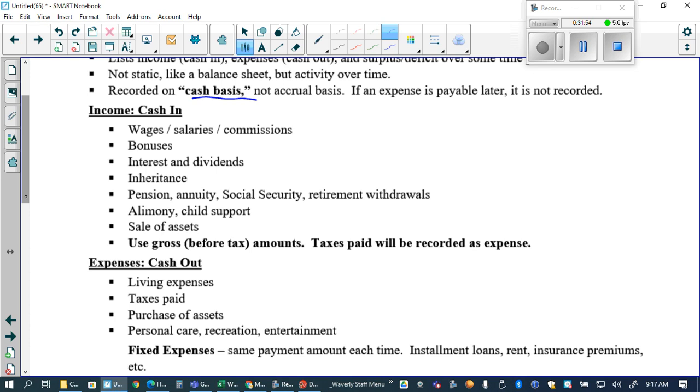You ever look at yours? You notice that you have the gross pay, and then your take-home pay is significantly less, because they take stuff out of it. They take the federal taxes out, the state taxes, the FICA, Medicare, Social Security, all that stuff. And then you get what's left. You will record on this the gross amount, before they take anything out. And those things that they take out will go in the expense column on this document.